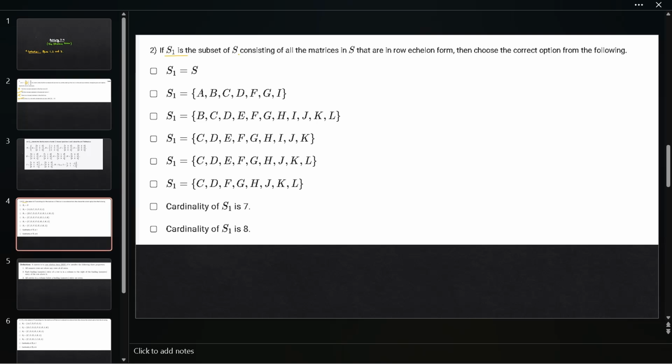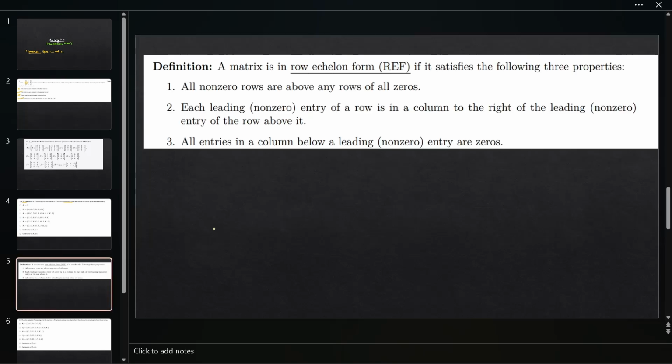If S1 is the subset of S consisting of all the matrices of S such that they are in row echelon form, then choose the correct options. So we have to select the matrices which are in the row echelon form. Now, how to identify whether a matrix is in REF form or not? If it satisfies these three properties, then we say it is in row echelon form.